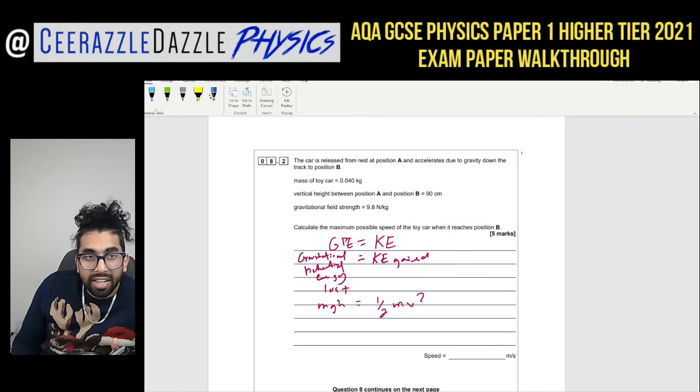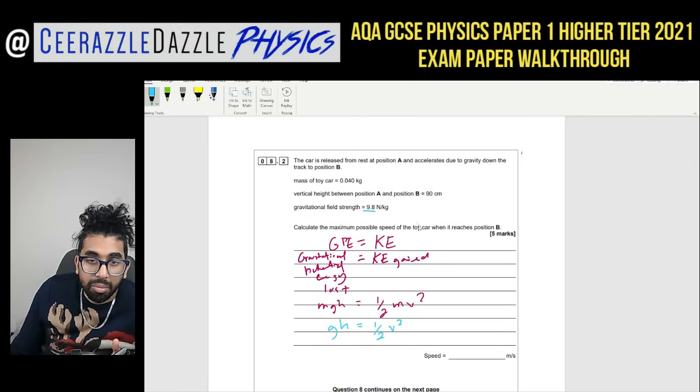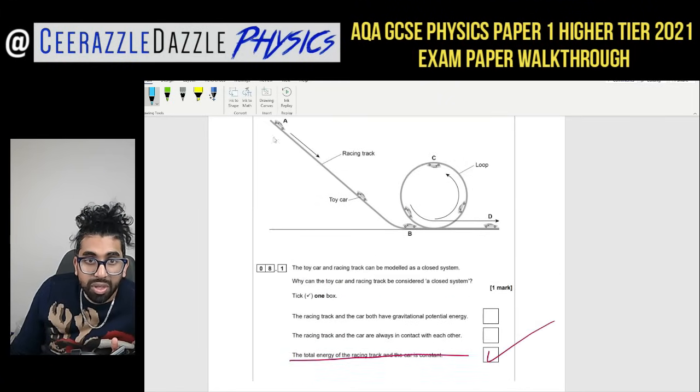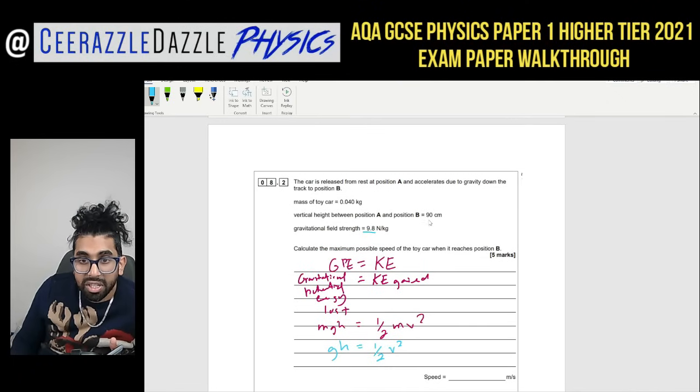Okay, right, now look. The mass is the same on both, so g times h is equal to a half v squared over here. G is 9.8. H is going to be the height. What was that drop between A and B? The height is 90 centimeters. Convert that to meters, 0.9.